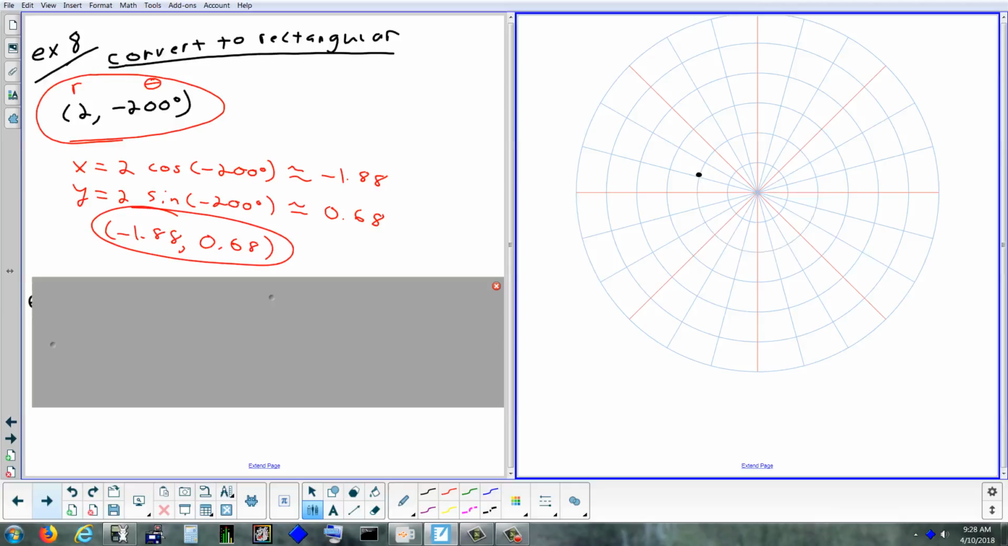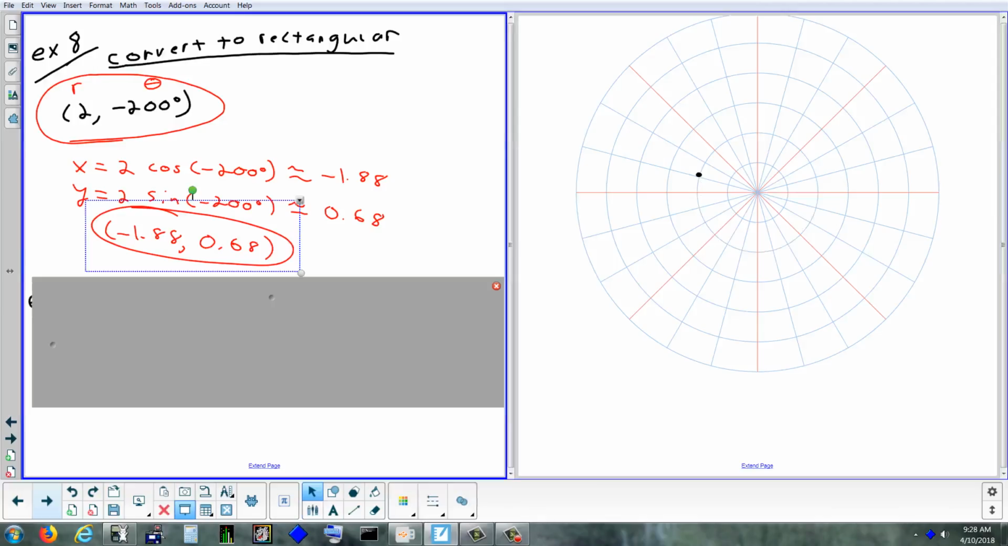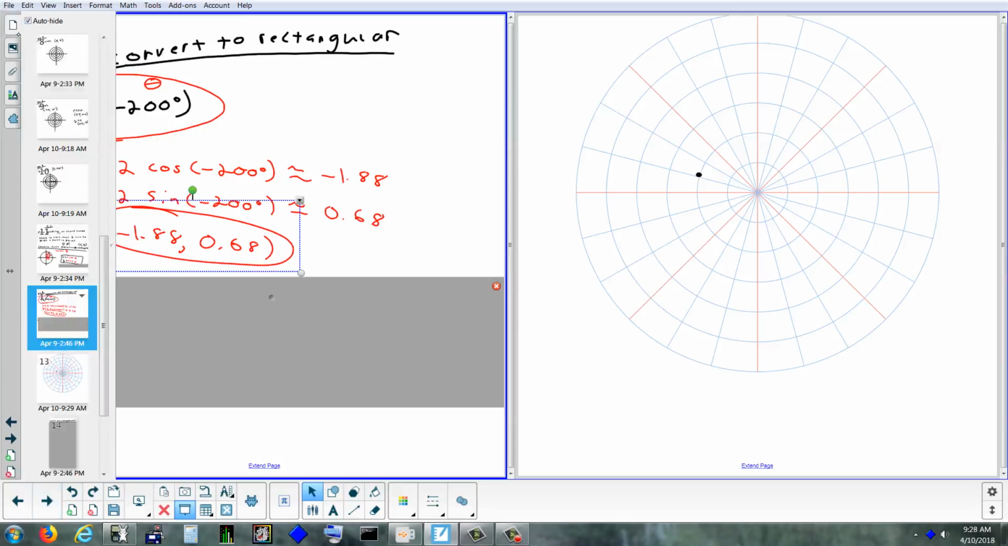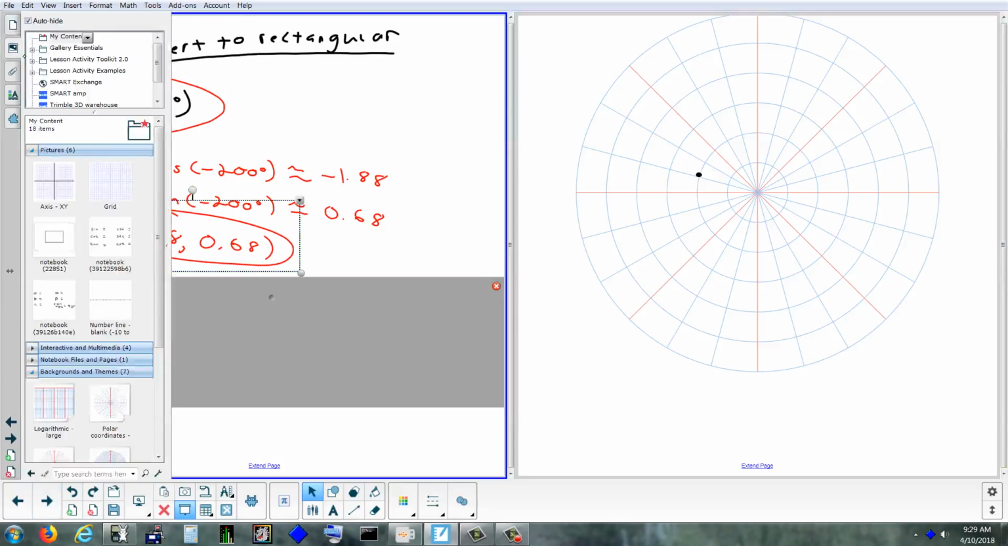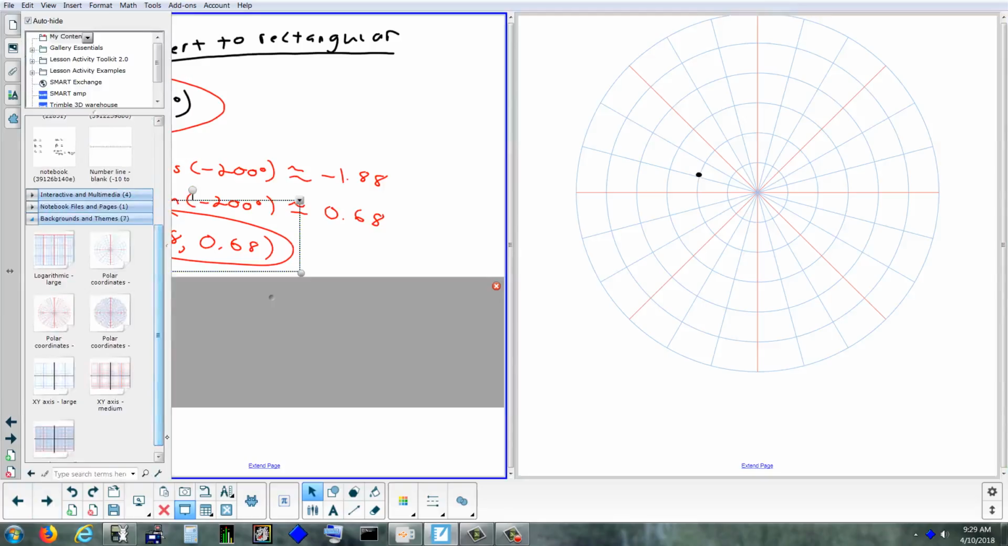Okay, now what I'm going to do is replace the grid behind it. I'm going to leave the point exactly where it is, kind of like pulling out the tablecloth. Everything's going to stay right where it is. I'm just going to replace what's behind the point, and it should look like it's exactly at negative 1.88, 0.68. So let's see if this works. I just have to make sure I use the same scale. I think that's the large scale polar, so I need large scale rectangular.